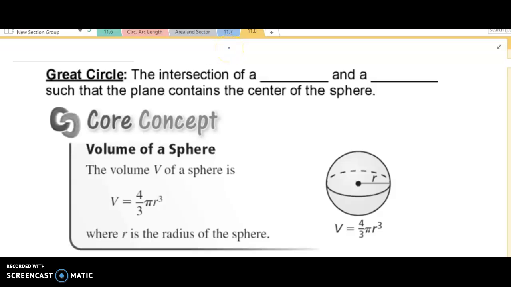All right, guys, this is section 11.8, and we're going to talk about spheres, and this is the last section in chapter 8. So after this, it'll just be a review and then test.